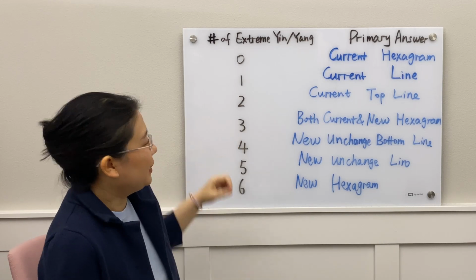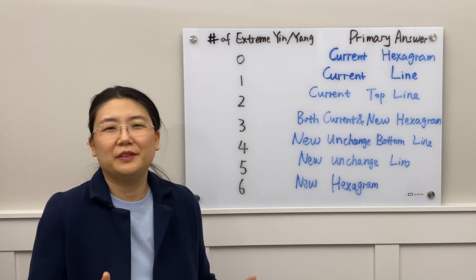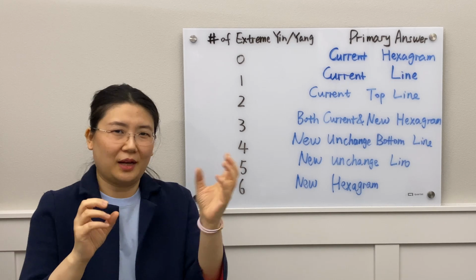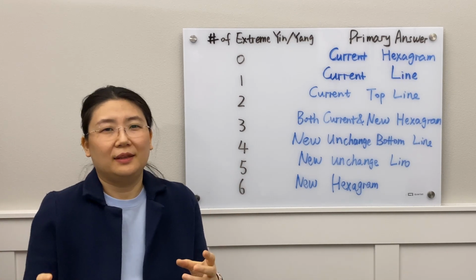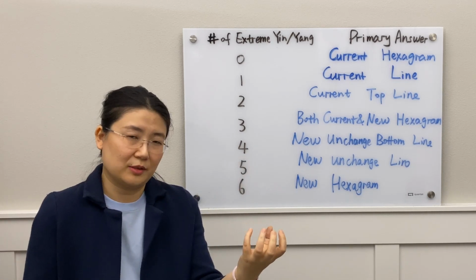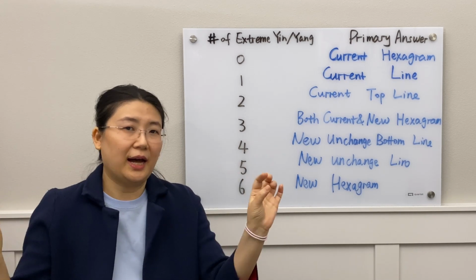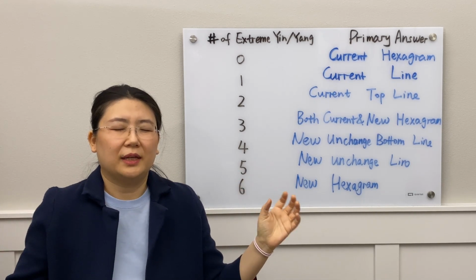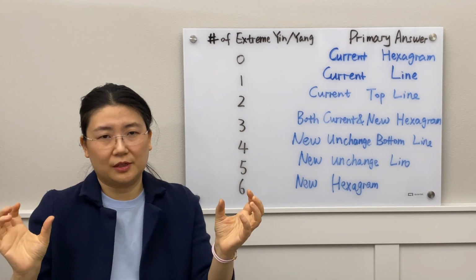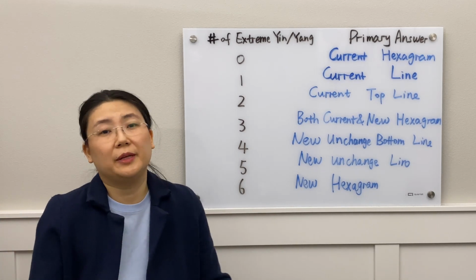And the next possibility is out of the 6 lines, 3 of them are changing. So it's kind of a 50-50 chance, right? Your situation's kind of in between current versus morphing into the future. In that case, we place the same kind of weight on both the current hexagram's description and the changed future hexagram description. There's no focus on the line, which plays a very secondary role. It's both entire hexagrams from current to the future.